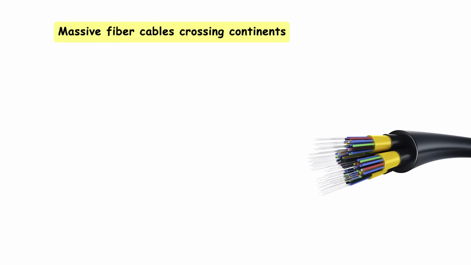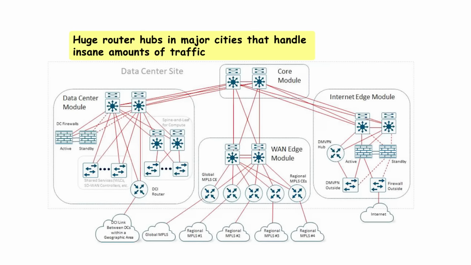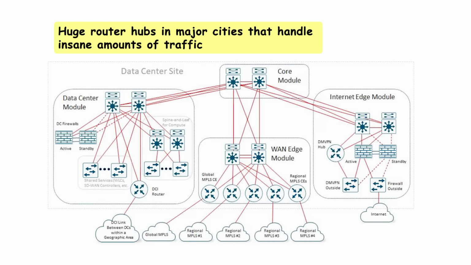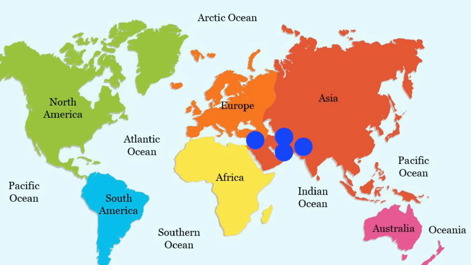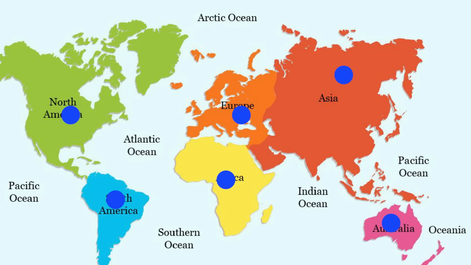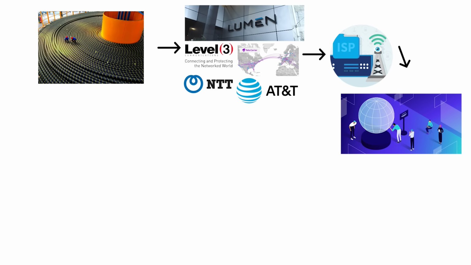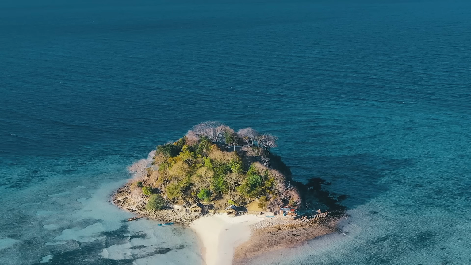It has massive fiber cables crossing continents, undersea cables connecting regions like Europe to North America or Asia, huge router hubs in major cities that handle insane amounts of traffic. When your data needs to go far, like from your country to a server on another continent, it almost certainly rides on fiber owned or operated by one of these Tier 1s. Your ISP connects upstream to one or more of these providers. That's how small local islands plug into the global ocean.